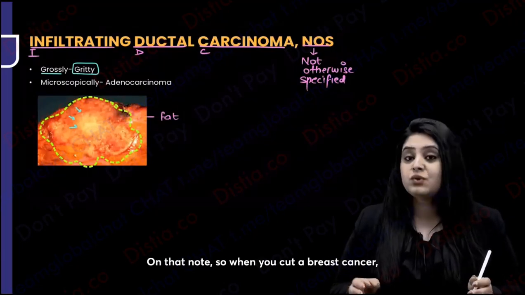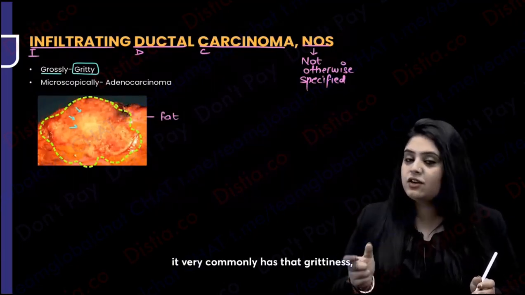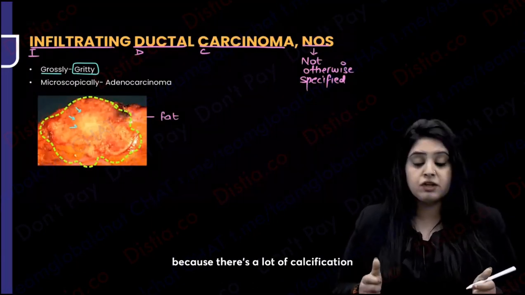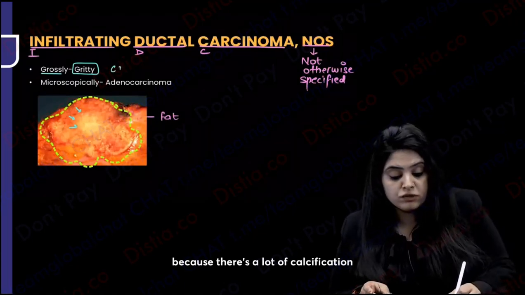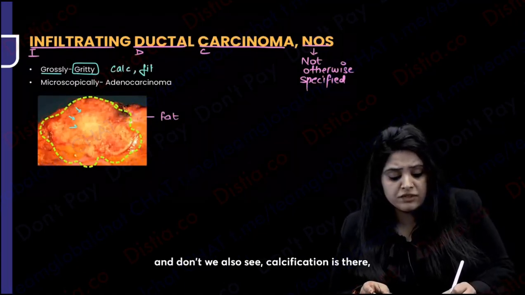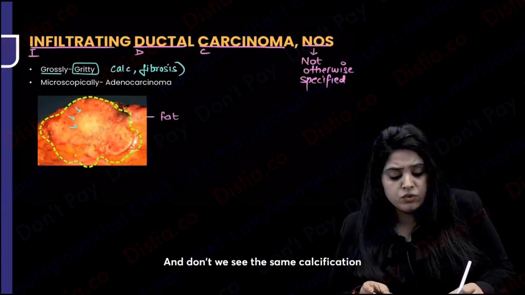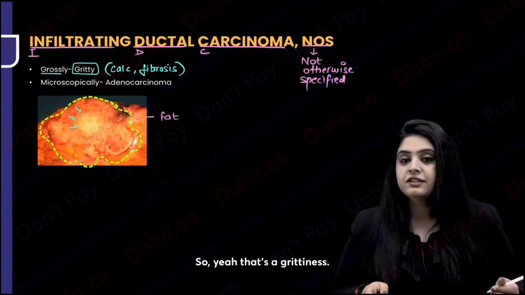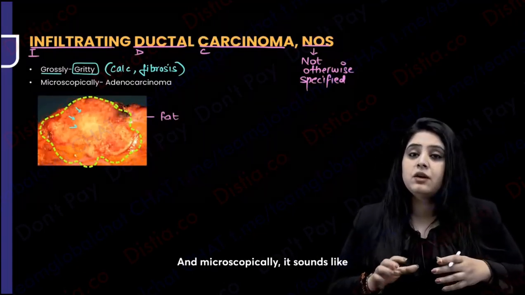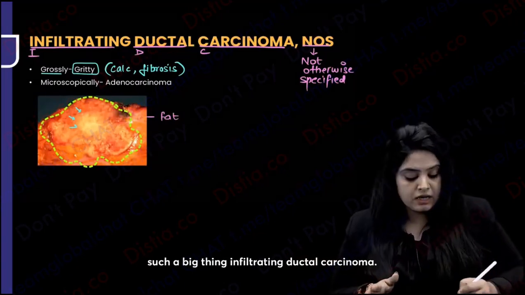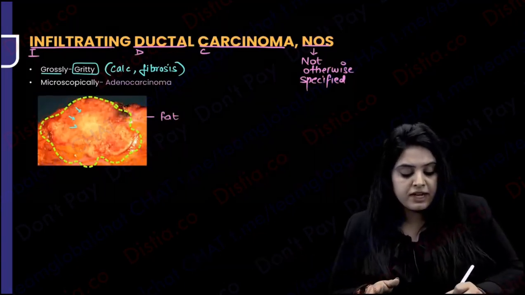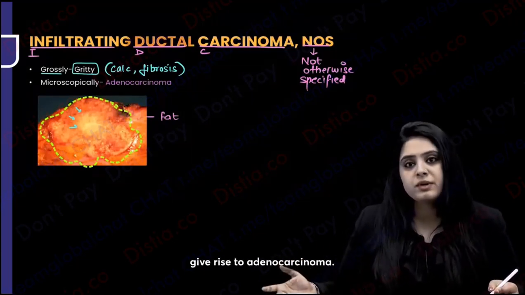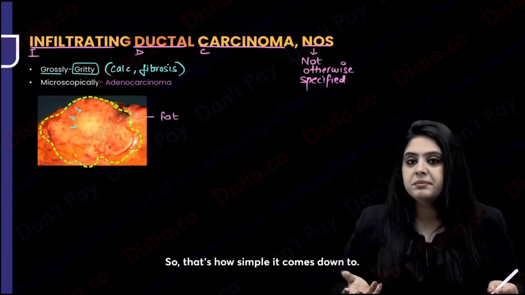On that note, when you cut a breast cancer, it very commonly has that grittiness. It has that cabbage kind of grittiness because there's a lot of calcification. And don't we also see calcification is there, fibrosis is there, and don't we see the same calcification which a radiologist also tells us, right? So yeah, that's a grittiness, and microscopically it sounds like such a big thing, infiltrating ductal carcinoma, but it comes down to the fact that it's an adenocarcinoma because ducts and glands will always give rise to adenocarcinoma. So that's how simple it comes down to.